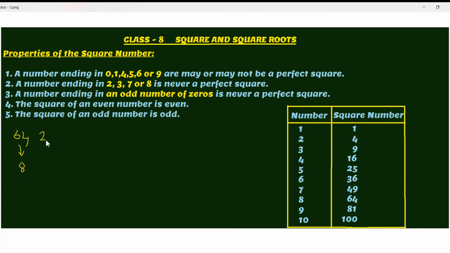And we can take 225. 225 is the square of 15. 15 15s are 225. And 256. 256 is the square of 16. And then we can take 100. We know 100 is the square of 10. Next is 81. 81 is the square of 9.